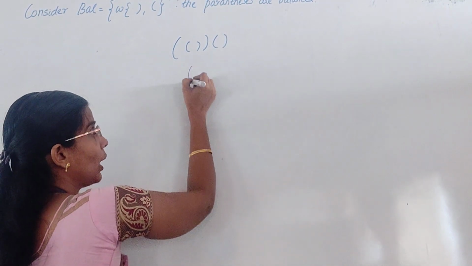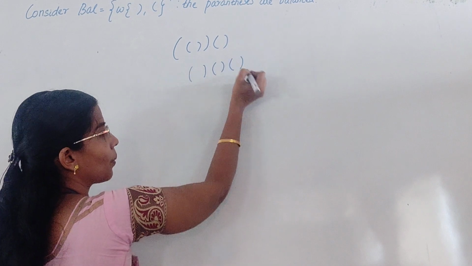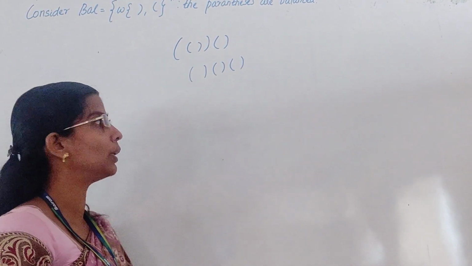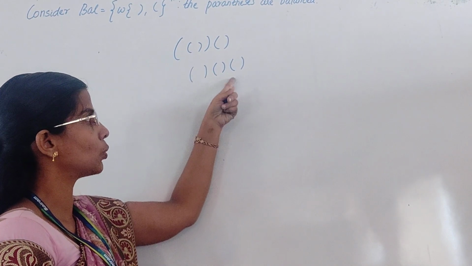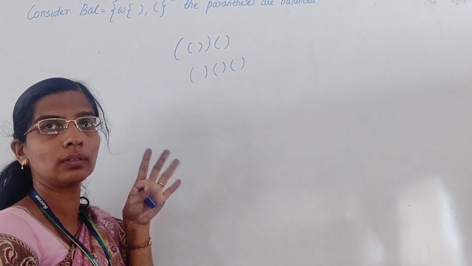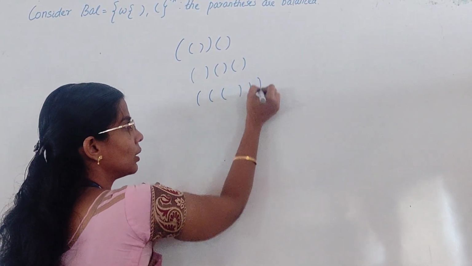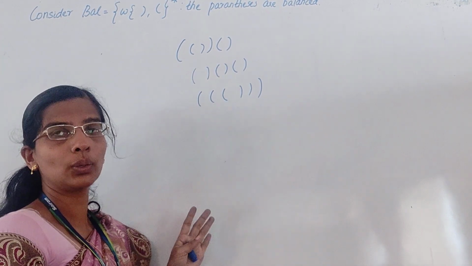So, even if you have a string like this, it is a valid one. Open, close, open, close, open, close. It is alternating. Otherwise, if you have something like this also, it is valid. First all open, next all closed.